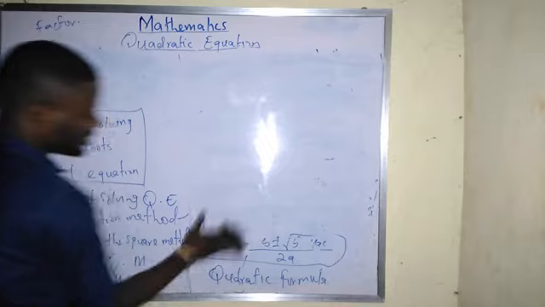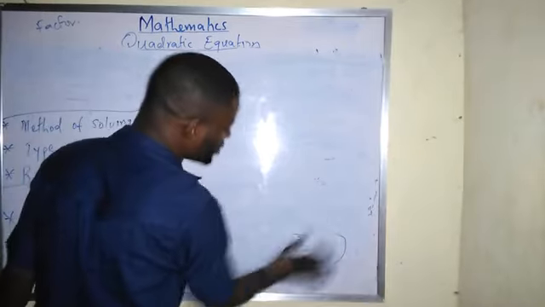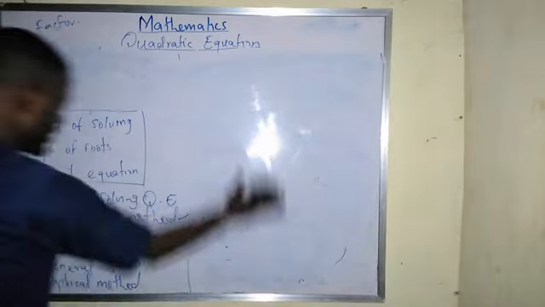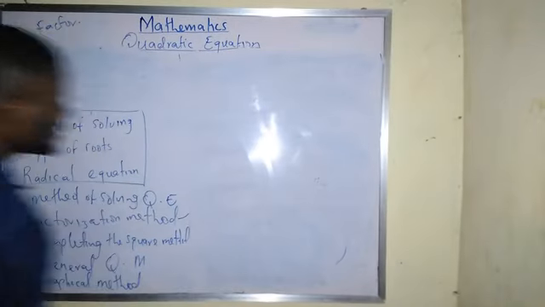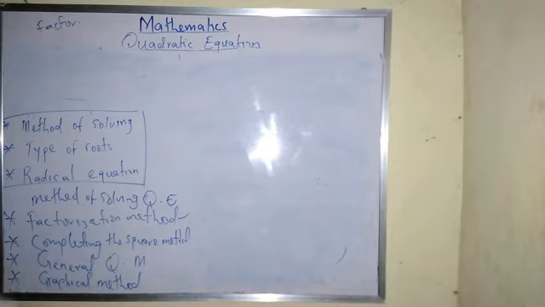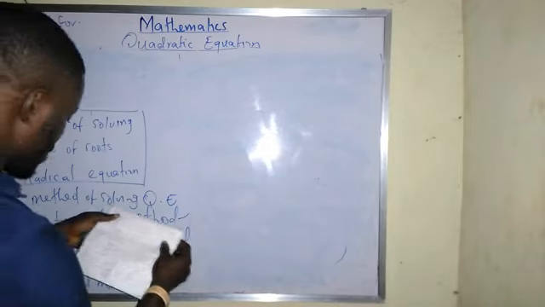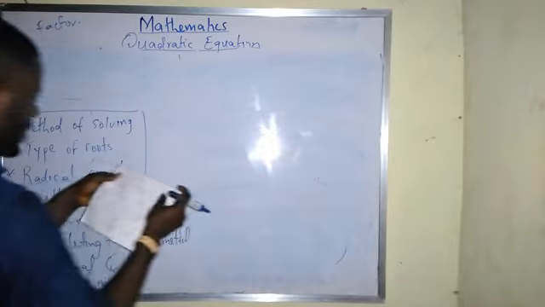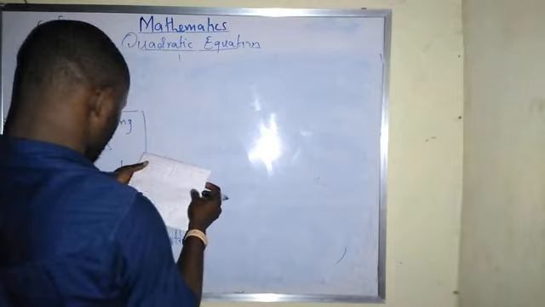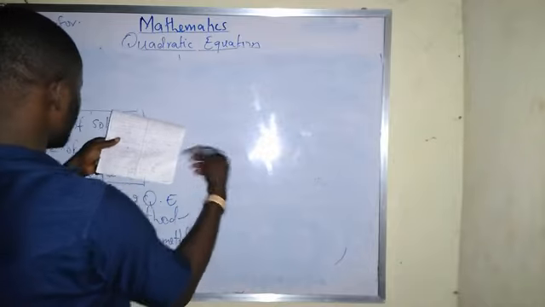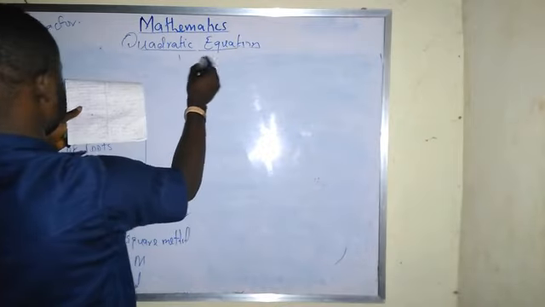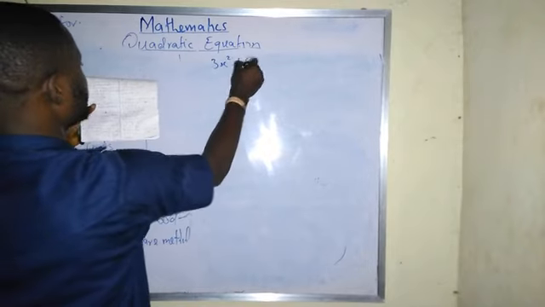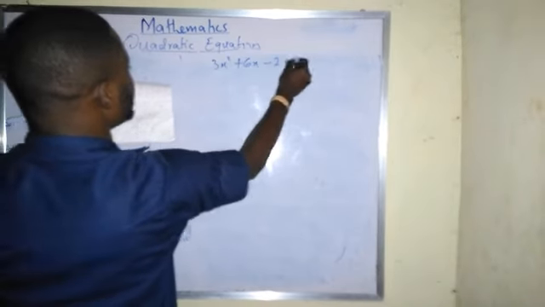Before that, let me show a real number illustrating this method. This is just a proof. Now, I want to have this question here. I picked a question from WAEC 2017, which goes this way. I want to use the complete square method: 3x squared plus 6x minus 2 equals 0.